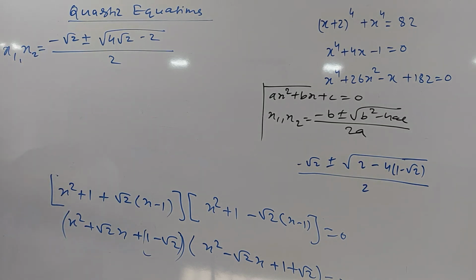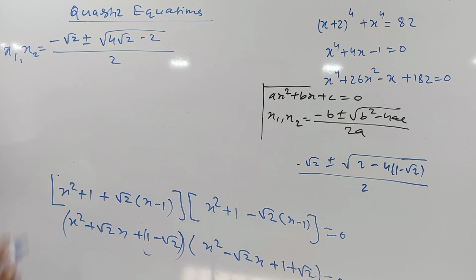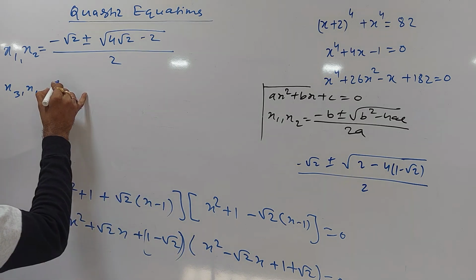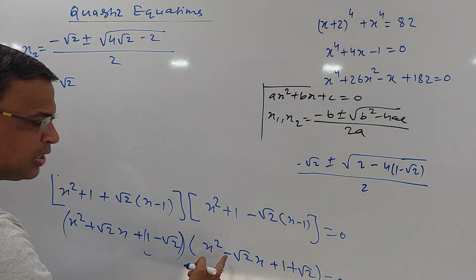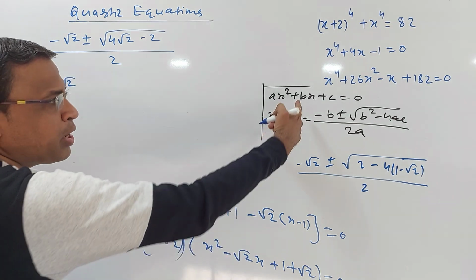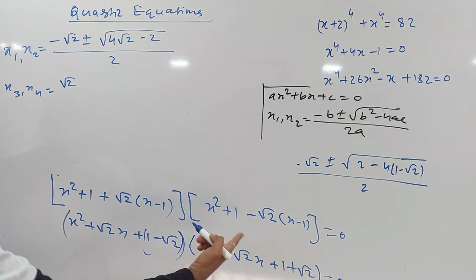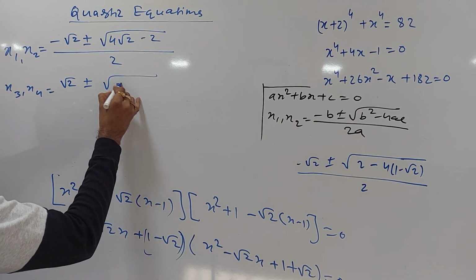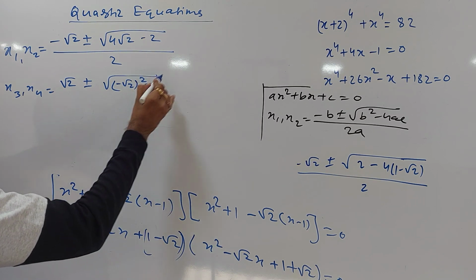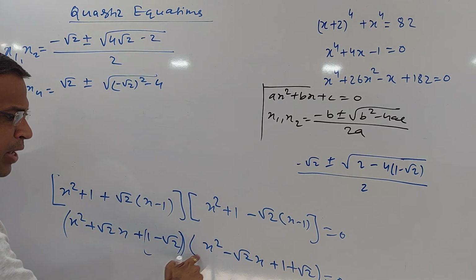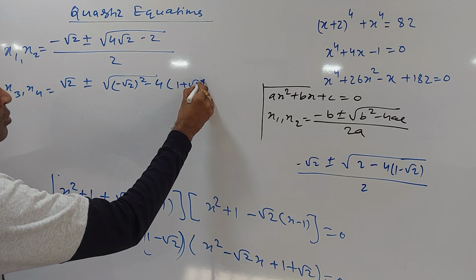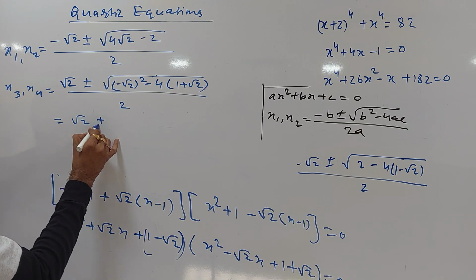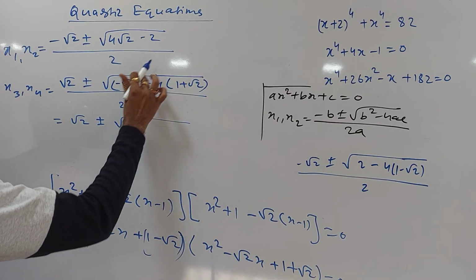Now jumping to the next set of answers, I require to work on this. Fine, so that should be, suppose, x3, x4. So minus b is this, because the b value is minus root 2 according to this comparison. So minus b will be minus of minus root 2, which is root 2, plus or minus b square will be minus root 2 square, minus 4ac, which is 4 into 1 into c, that is 1 plus root 2, upon 2.